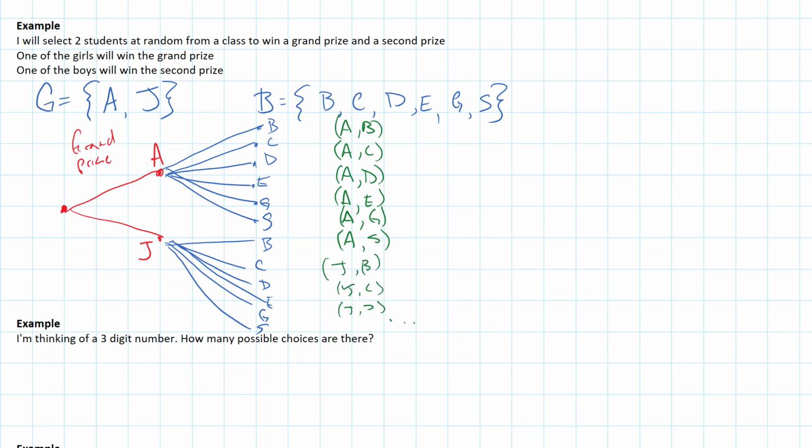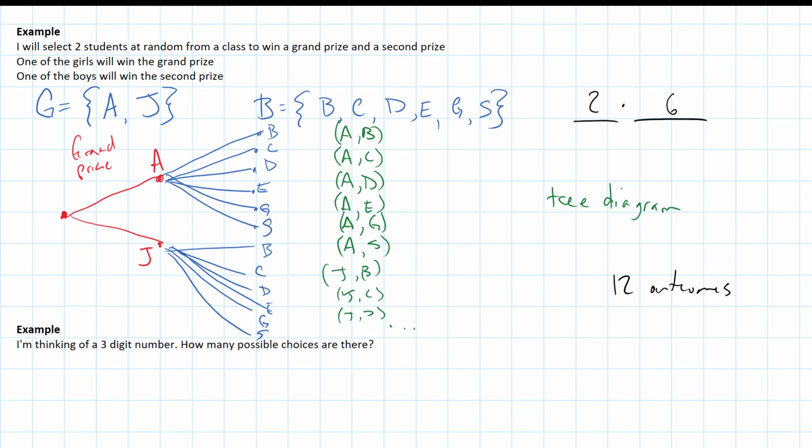Okay, and so on. So based on this representation, which is called a tree diagram, we can easily see why the fundamental counting principle works. If there's two options for the first, and 1, 2, 3, 4, 5, 6 options for the second, counting all of these up, we discover we get 12 outcomes. And we can see exactly why that's happening with the branches.